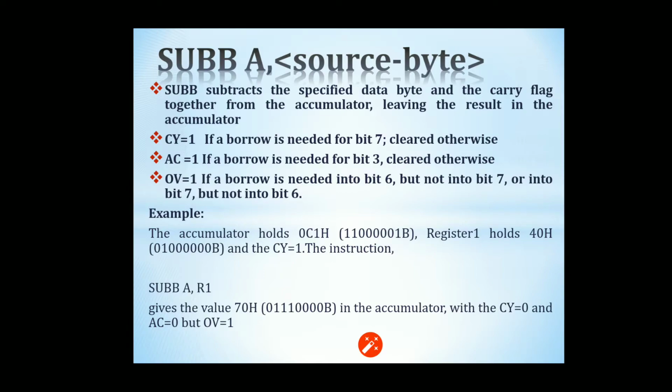For example, the accumulator holds C1H, the register R1 holds 40H. If we perform SUBB A, R1, then the result will be obtained in the accumulator, and the carry flag, auxiliary carry flag, and overflow flag will be affected.